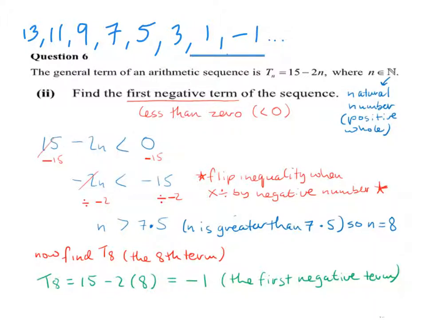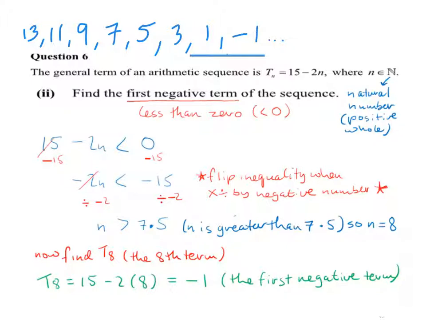So we basically just want to solve for n. We carry the 15 over the inequality sign, and it becomes minus 15. Or you could just say you minus 15 from both sides to get rid of the positive 15. So we end up with minus 2n is less than minus 15.